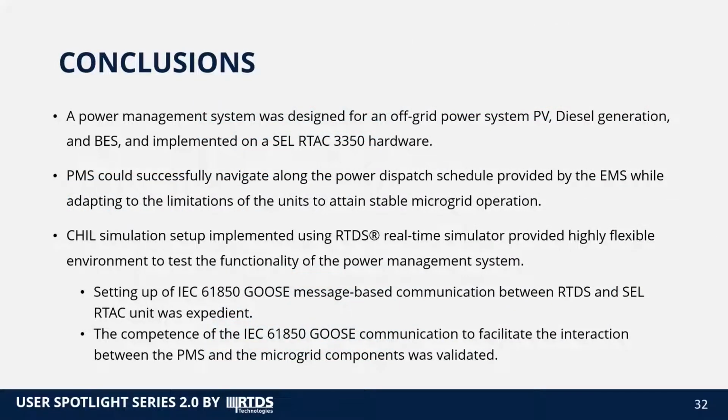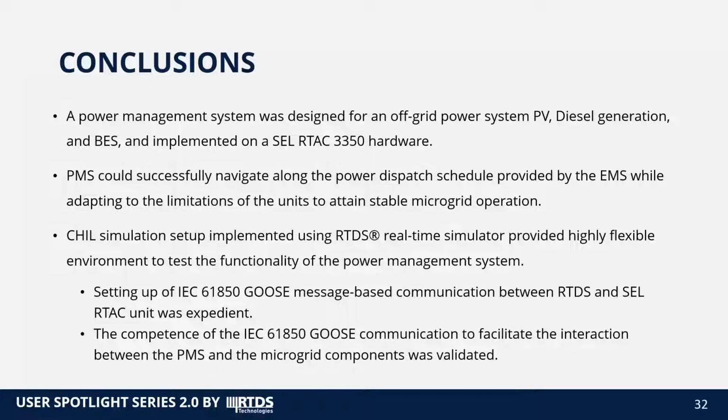We can conclude that the power management system designed for an off-grid power system consisting of diesel generation, PV, and battery energy storage system, implemented on an SEL RTAC 3350 hardware, could successfully navigate along the power dispatch schedule provided by the energy management system while adapting to the limitations of the units to attain a stable microgrid operation.